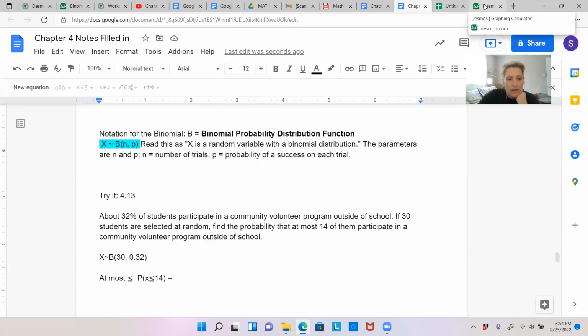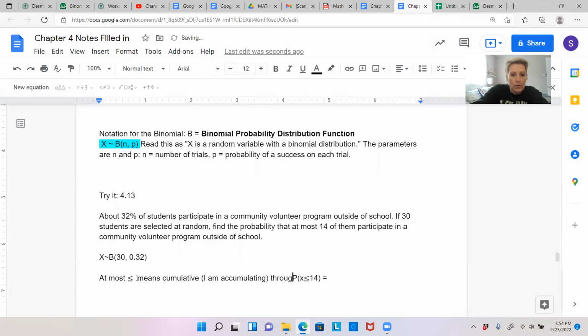So we're going to go to Desmos, and because I'm including 14, this is going to be cumulative. What does cumulative mean? I am accumulating through value. And so ours is a probability that X is less than or equal to 14.